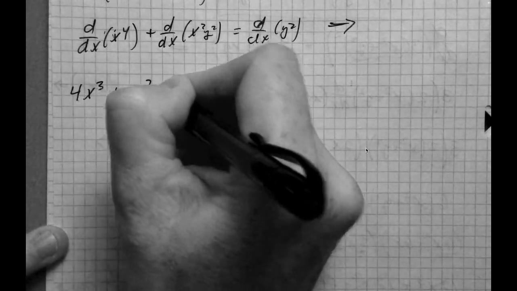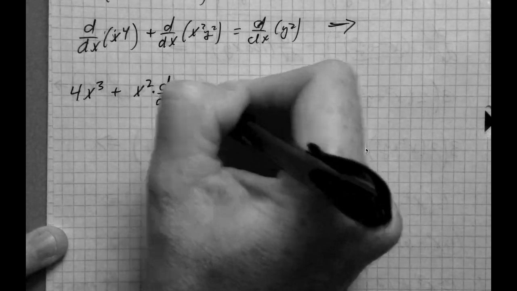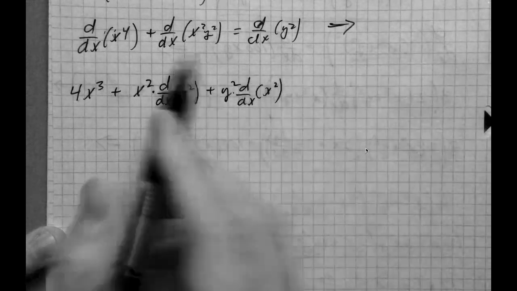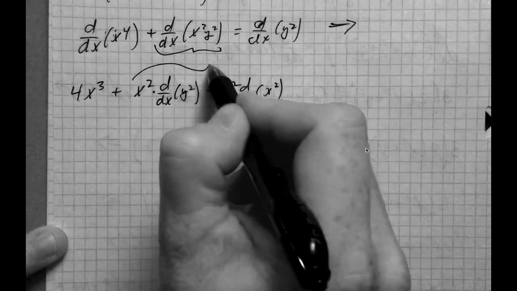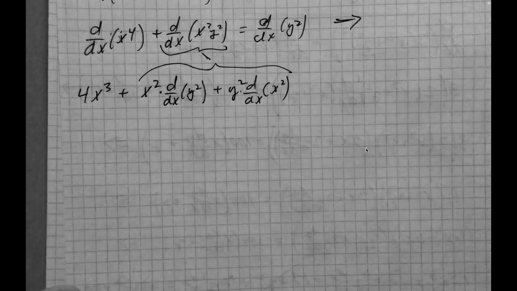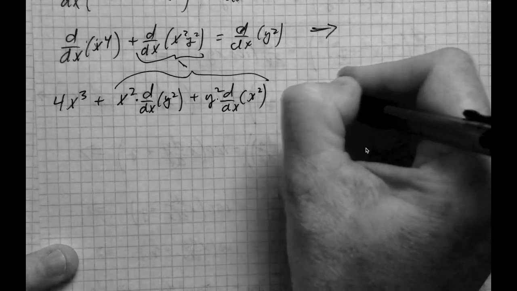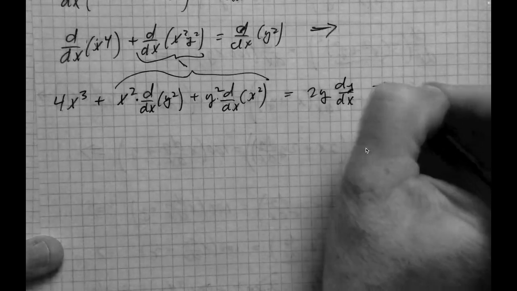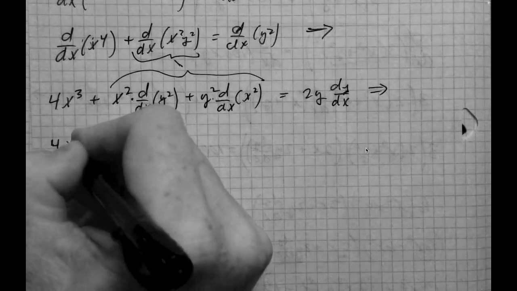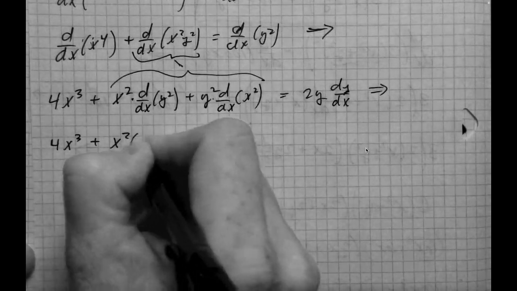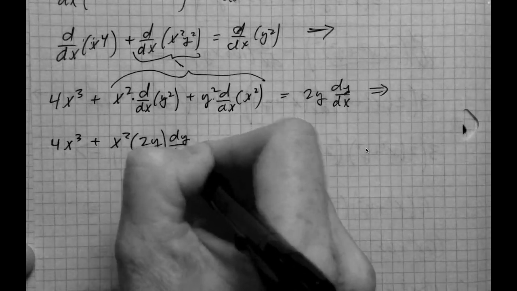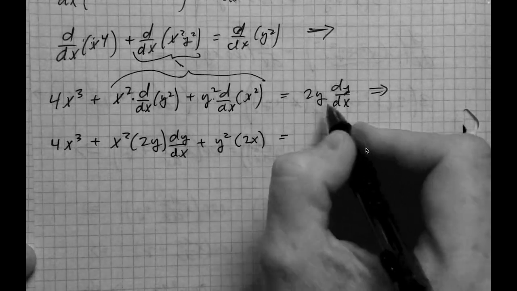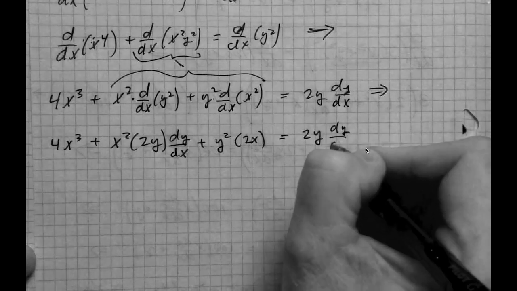So it'd be x squared times d/dx of y squared plus y squared times d/dx of x squared. Okay, so that's this guy. And then that equals, and let's just do this one, it'll be 2y dy/dx there. And I think we can get this all in one more pass, so it'll be 4x cubed plus x squared times 2y dy/dx plus y squared times 2x equals, and then over here, 2y dy/dx.